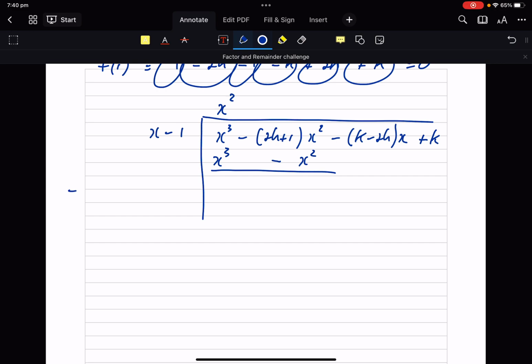So minus 2h minus 1. And I'm subtracting minus 1. So those go together and plus. Minus 1 plus 1 is gone. So that's going to be minus 2hx squared. Get rid of my working.